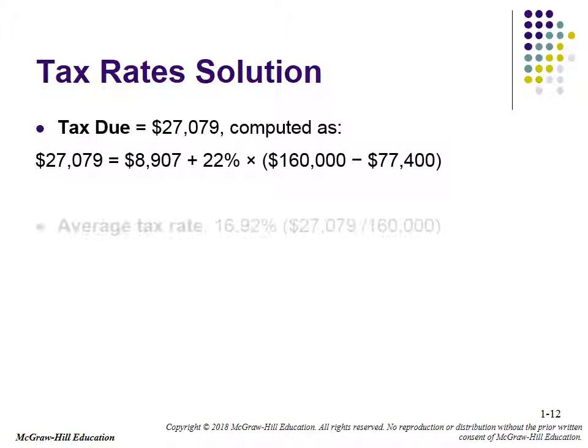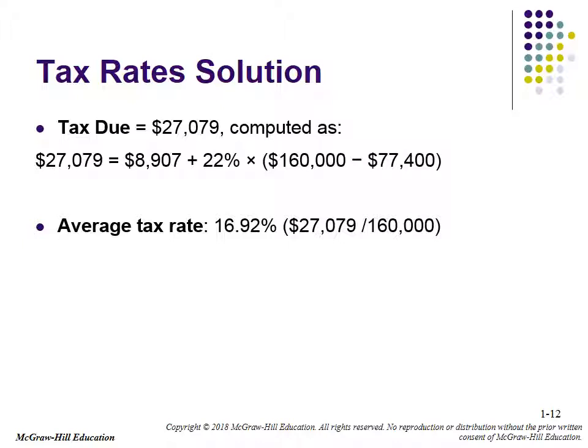Now, what is their average tax rate? Well, once you determine their income tax, divide it by their taxable income. Remember, in a progressive tax system, your income is taxed at a certain percentage as it increases. So, going back to your tax rate schedule, the first $0 to $19,050 of their taxable income is only being taxed at 10%. The amount of their taxable income between $19,050 and $77,400 is being taxed at 12%. That's where the $8,907 comes from. So they're not paying 22% on all of their income, just the portion that's above $77,400.